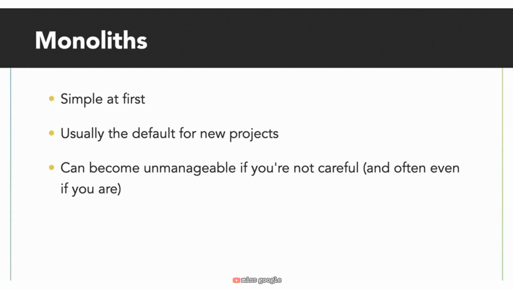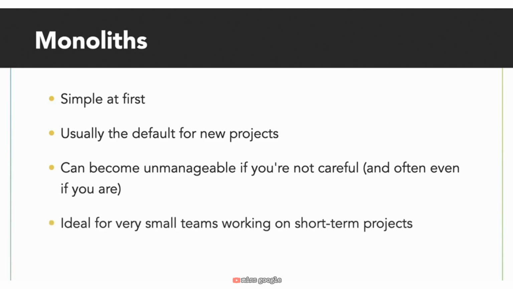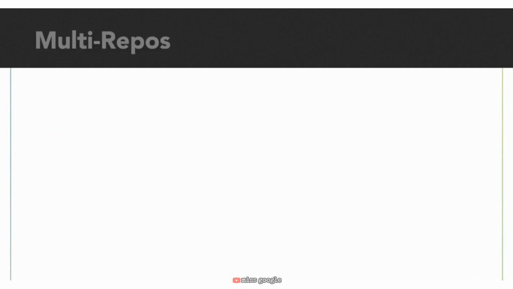Now, the reason for this is that monoliths generally work very well with small teams working on projects that are shorter term. So if you're working with 2 other people and you're trying to create a project that's only going to last about 3 to 6 months, or is just a fun prototype, you're probably going to want to stick with monoliths. That's fine. So multi-repos, on the other hand, they do add some overhead for basic setup.